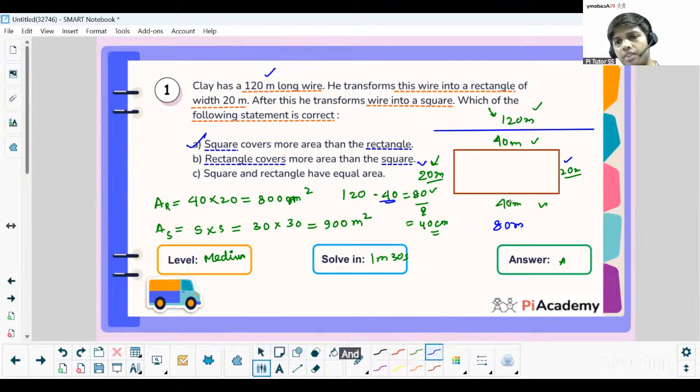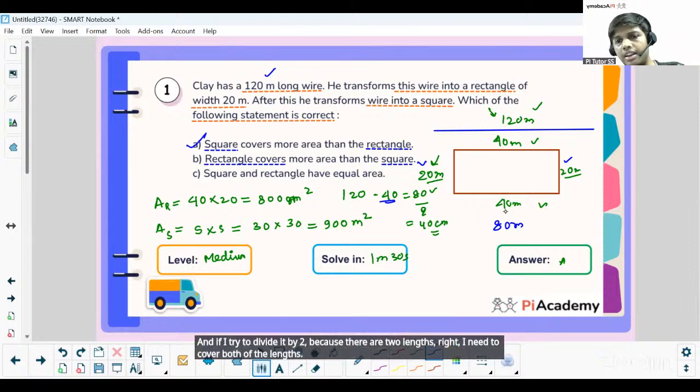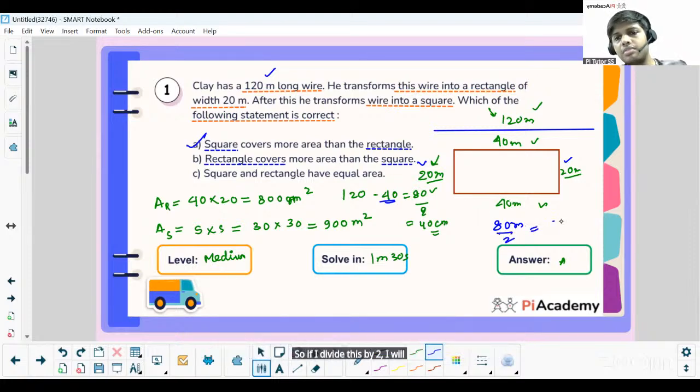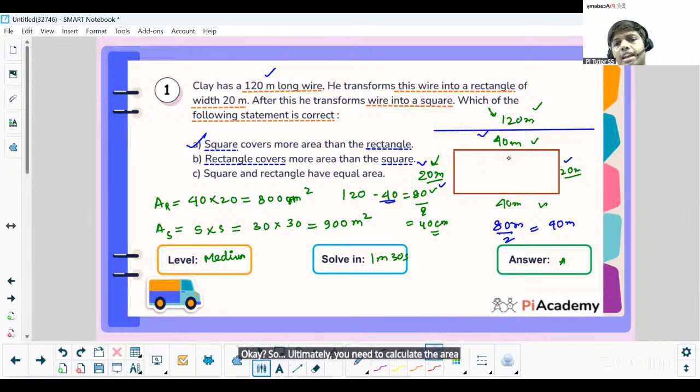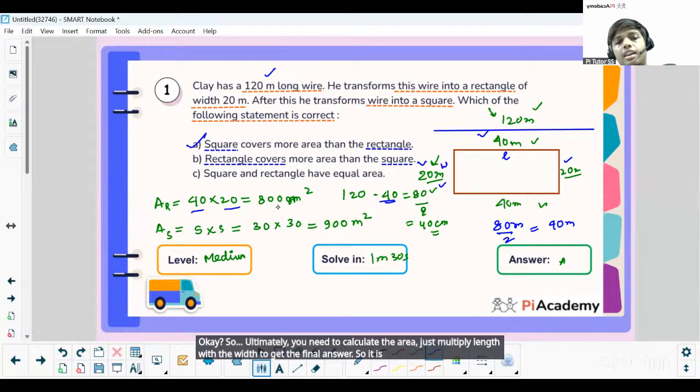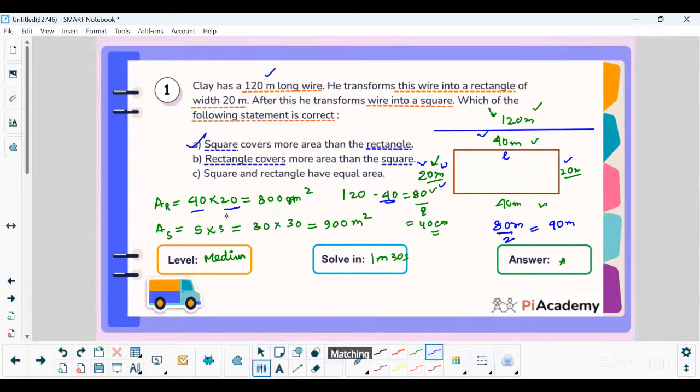And if I try to divide it by 2, because there are two lengths, I need to cover both of the lengths. So if I divide this by 2, I will be getting the final value for the length as well. That is 40. So ultimately, you need to calculate the area. Just multiply length with the width to get the final answer. So it is 40 times 20 equals 800 meters square. That's it. Okay, great.